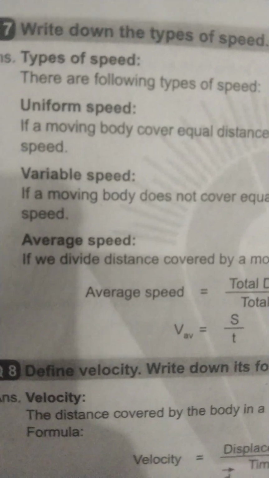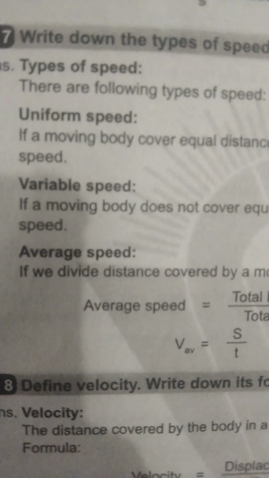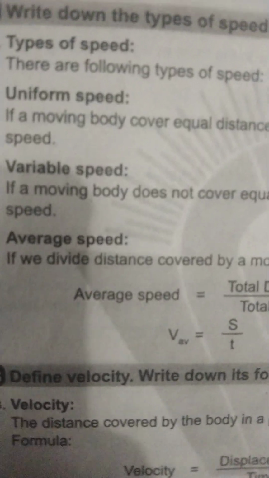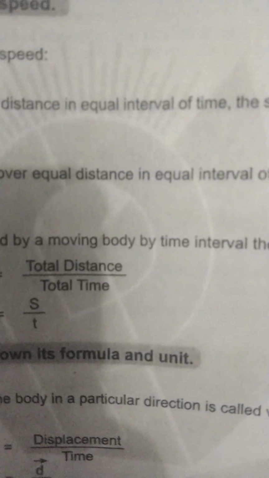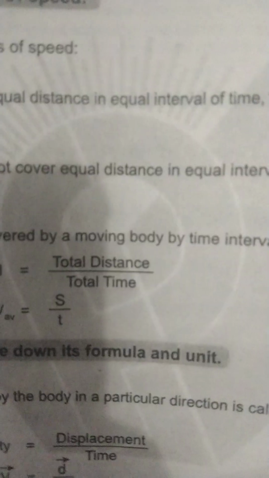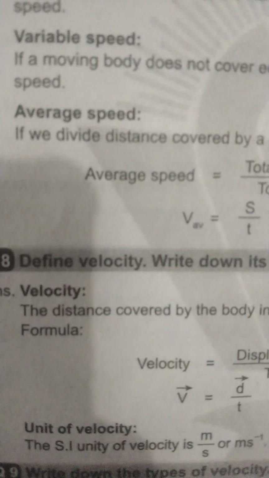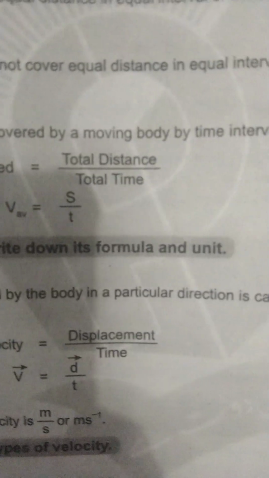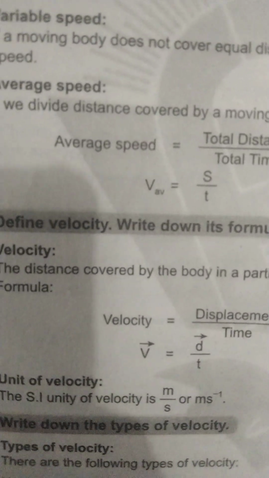That is a simple one. Now, the types of speed we have mostly heard: uniform, variable, and average. These are the simple types. Uniform speed: if a body is moving or covering equal distance in equal intervals of time, for example 2 kilometers in every 2 minutes again and again, it means the body is moving with uniform speed. What about the variable one? If the body does not cover equal distance in equal intervals of time, it means its speed is variable, meaning it is moving at a different speed.